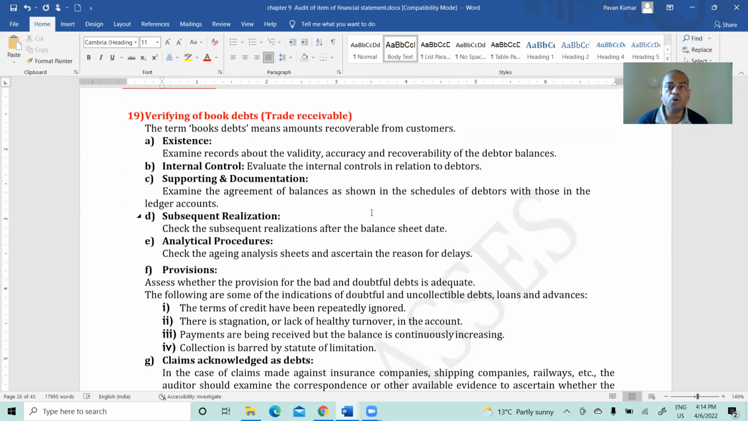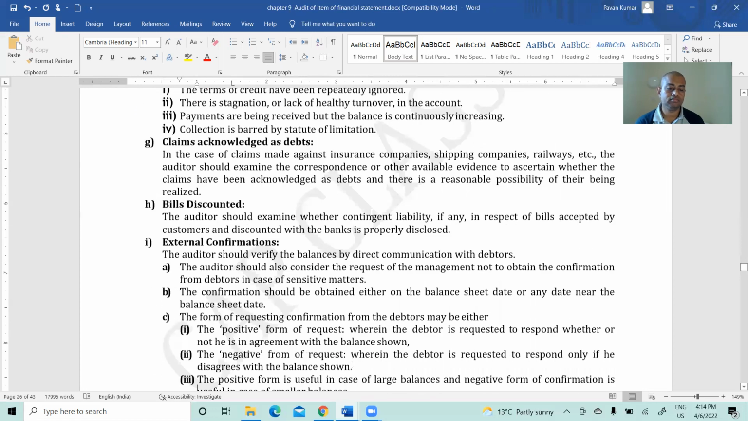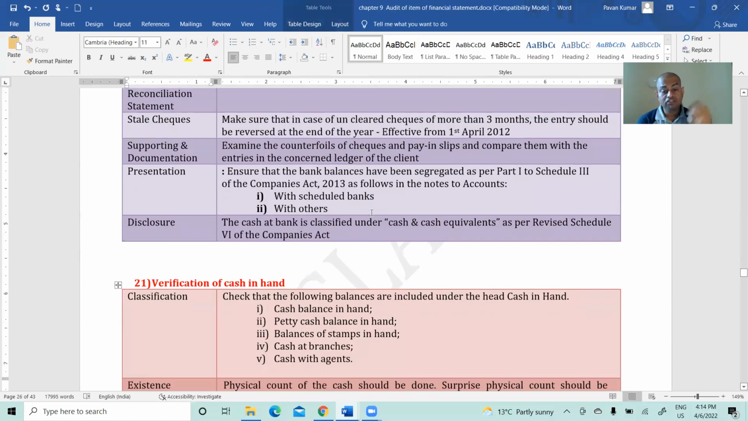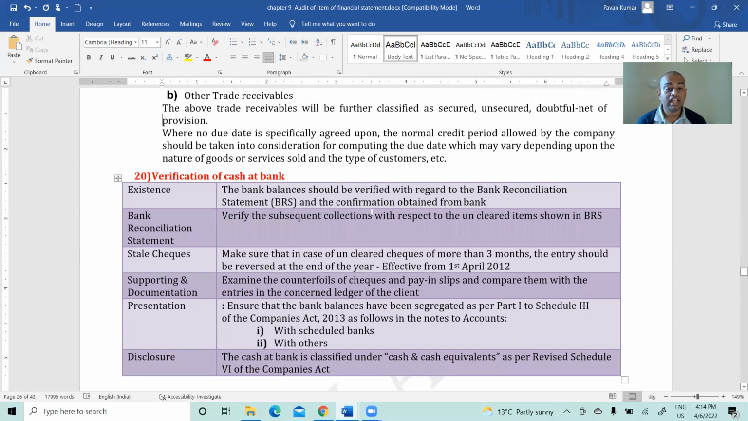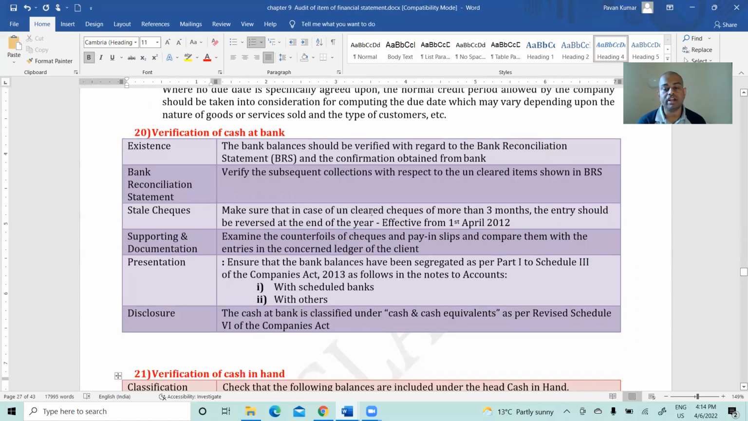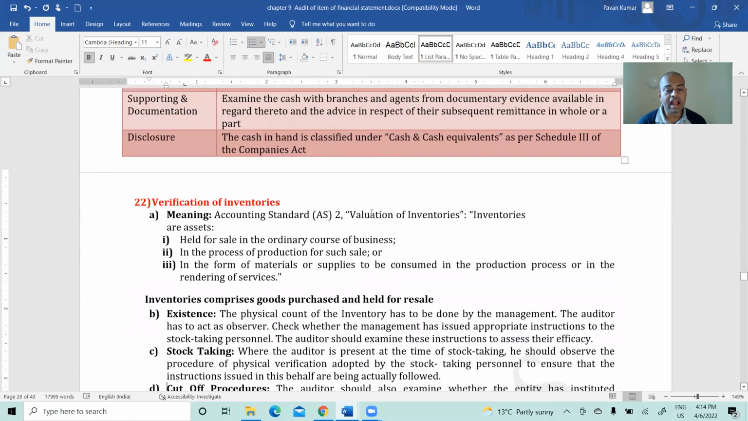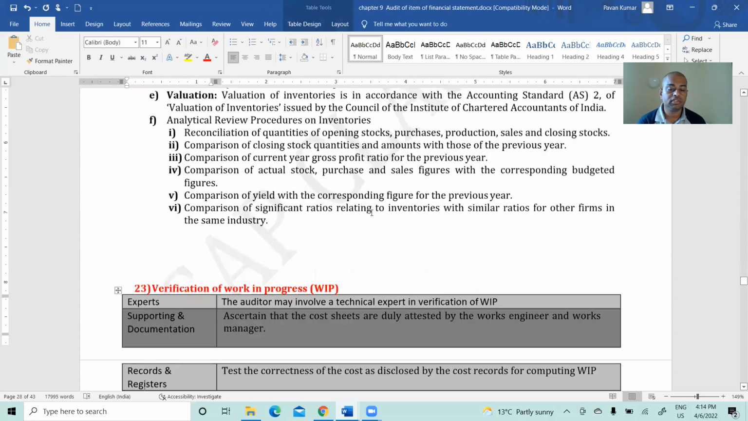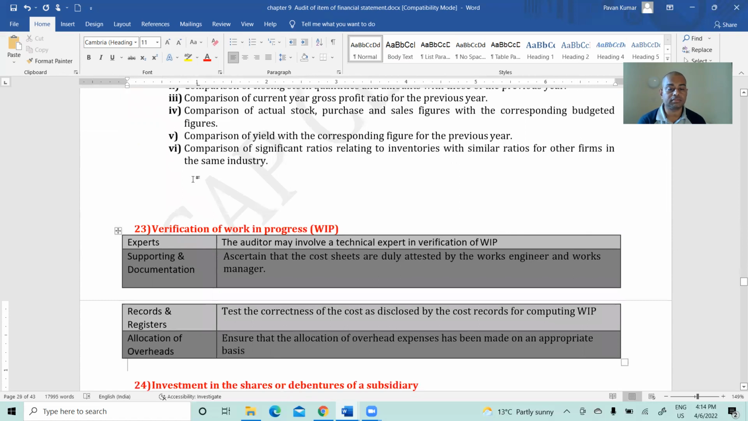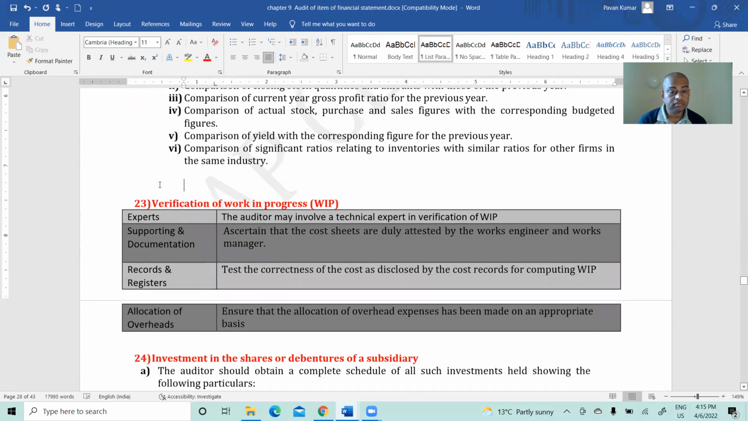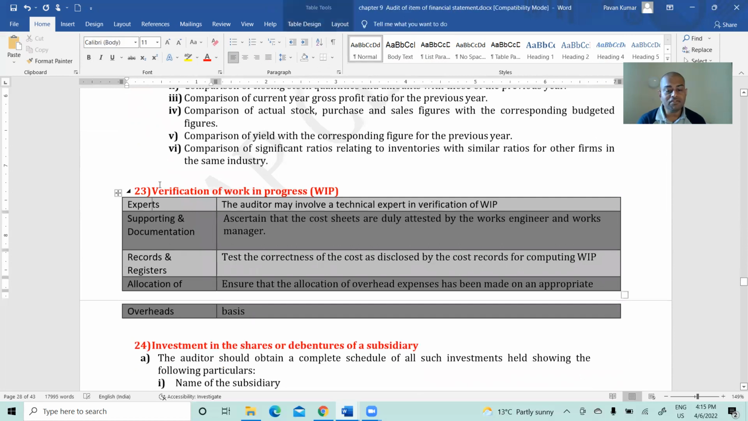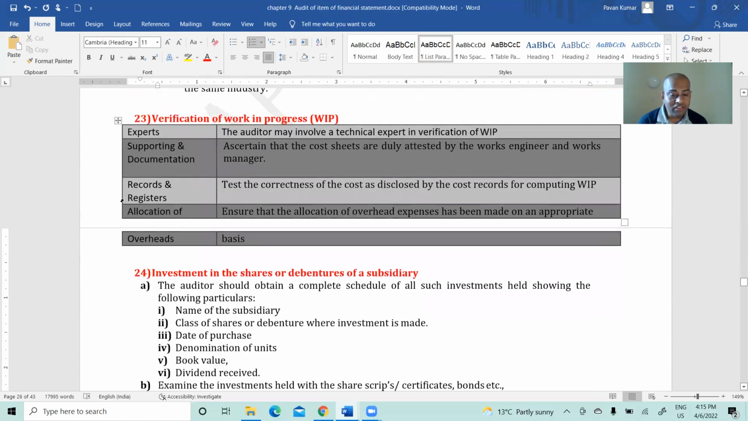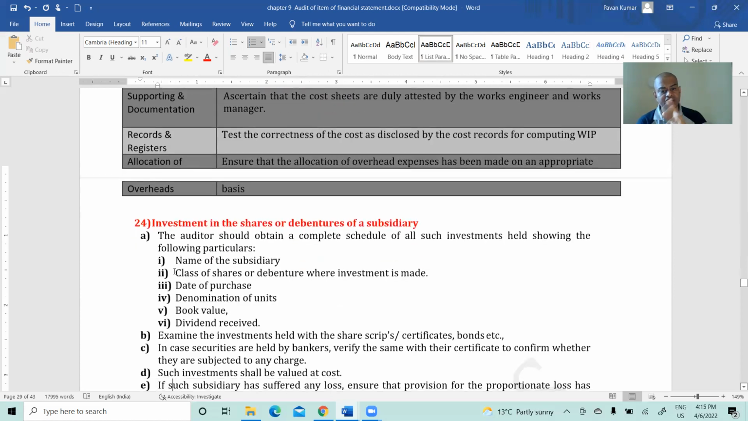First one is book debts, 19. Then 20, cash at bank. How will you verify? Then cash in hand. Then inventory, AS 2. Work in progress. Then investment in shares of a subsidiary, but already we have covered this. This 24 is already covered.